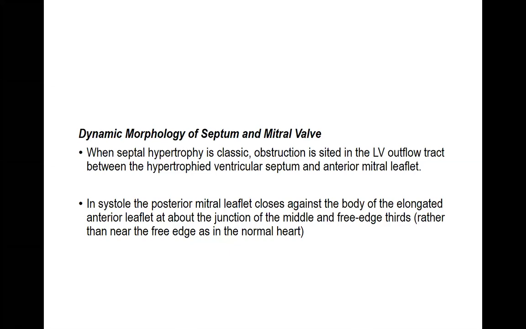Normally, coaptation happens between the anterior and posterior leaflets, just at the edge of the leaflet. But because of this septal hypertrophy, the anterior mitral leaflet is pushed a little bit. So the posterior mitral leaflet will touch the anterior mitral leaflet at the middle, or at the body of the mitral leaflet, and the edge of the mitral leaflet will flip over into the left ventricle. I'll show you in the next slides.